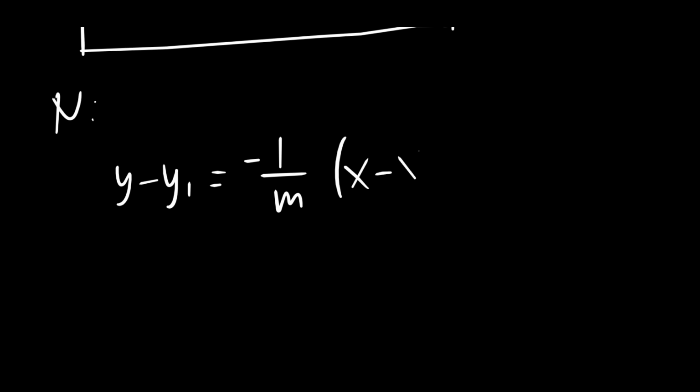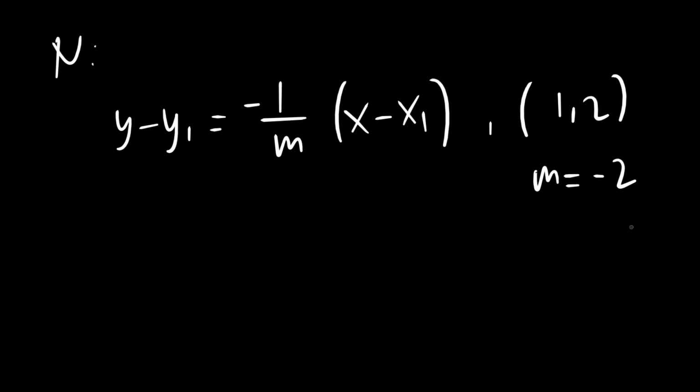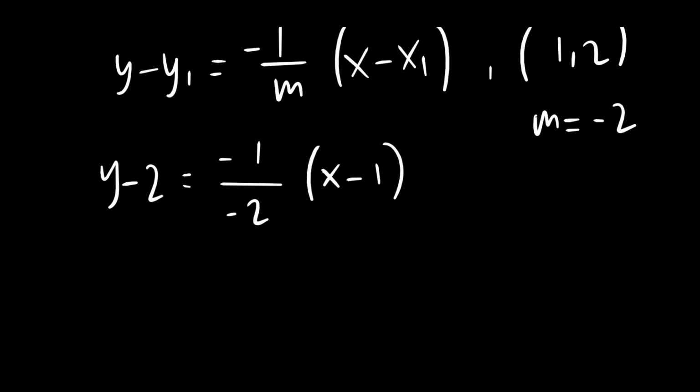So for the normal, y minus y sub 1 is equal to negative 1 all over m multiplied by x minus x sub 1. At point (1, 2), m is equal to negative 2. So this is x sub 1, y sub 1. So y minus 2 is equal to negative 1 all over negative 2 multiplied by x minus 1. So we have 2 multiplied by y minus 2 is equal to x minus 1.